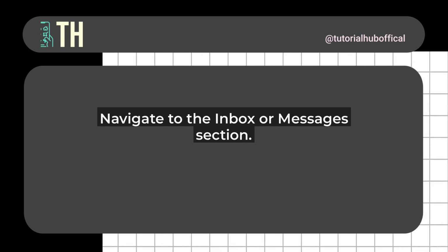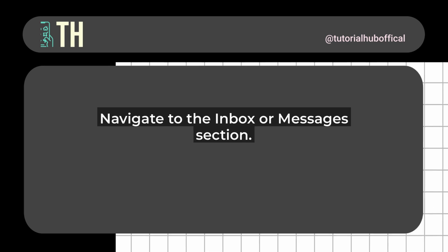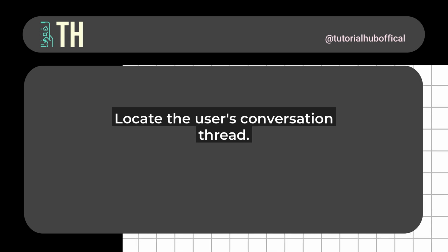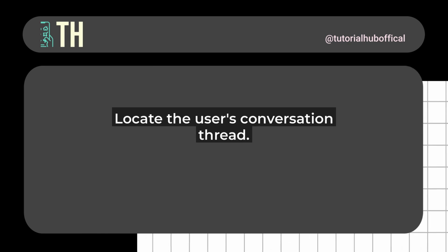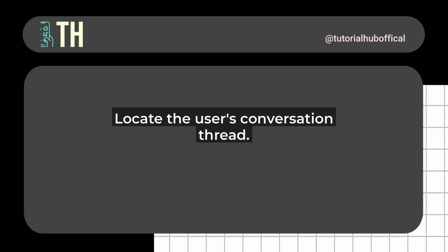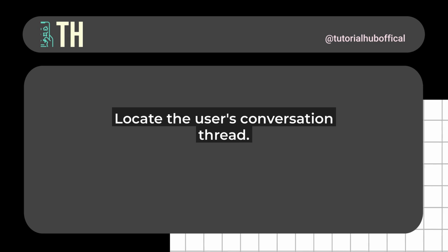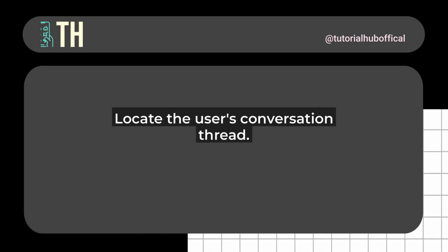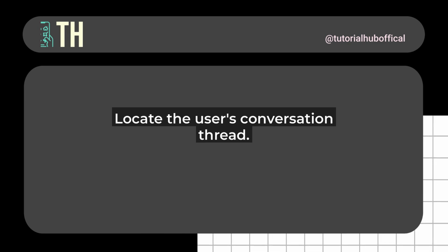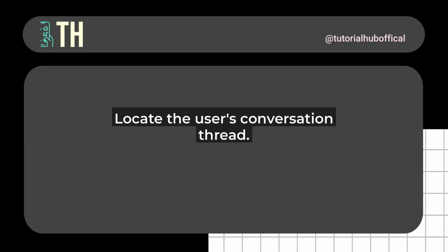Step 1. Navigate to the section where the interaction is happening. For most cases, this will be the Inbox or Messages tab. Click on it, and you'll see your conversations listed out. Scroll through or search for the person you want to block. Maybe it's someone sending irrelevant pitches or causing drama. Once you've found that user, look for their message thread.